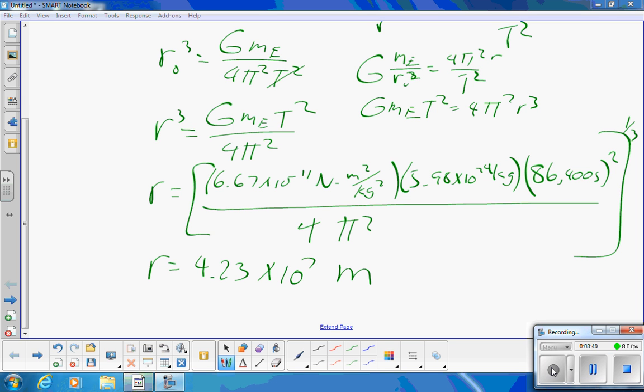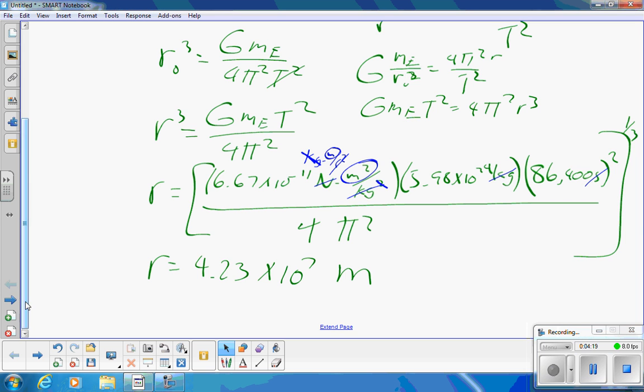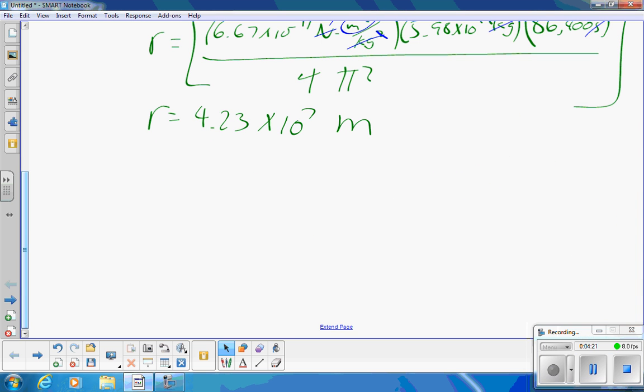Should we even make sure that we end up with meters? I don't know why I'm nervous about that. A newton is kilogram times meter per second squared. So one kilogram cancels, this kilogram cancels with that. I've got meters cubed: this meter times these meters squared is meters cubed. And I've got a per second squared to go with the second squared. I end up with meters because I've got the cube root of meters cubed. So that's got to be the right answer. Whew. Wow. That's B. Moving on.